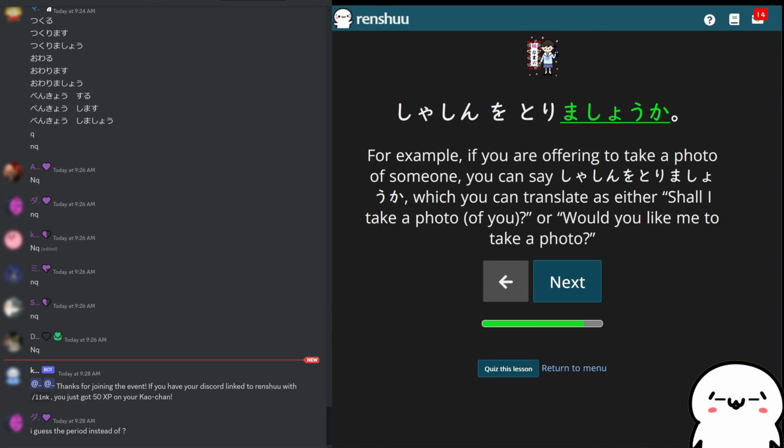So you can either use this to invite the other person to do something with you, or you can use this to offer your assistance, offer your help in some situation. And that's kind of it. That's the entire lesson. So we're not going to end it here.